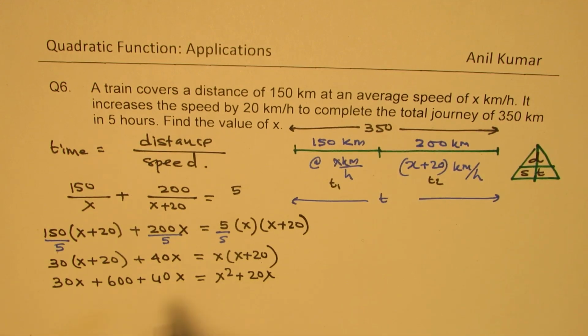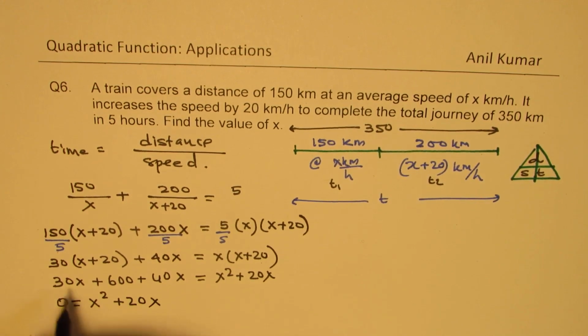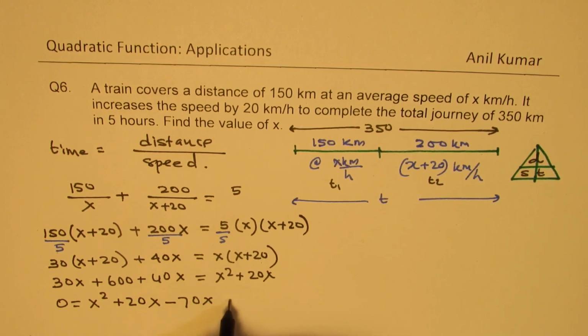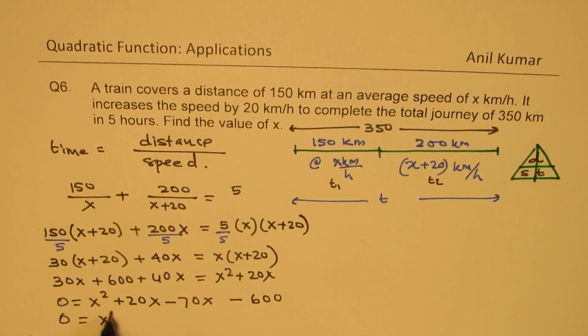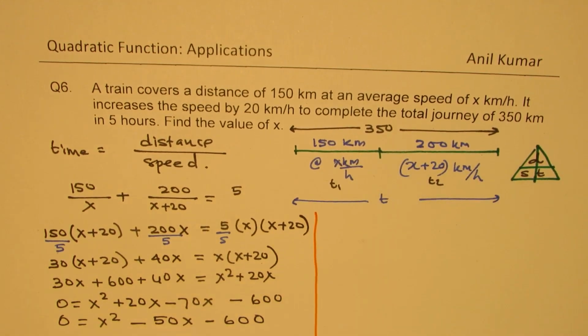So bring them all together. So we get 0 equals to x square plus 20x. Now this is 70. We'll make it here 70x minus 600. Or 0 equals to x square minus 50x minus 600. So that becomes the quadratic equation to solve. Is that clear to you?